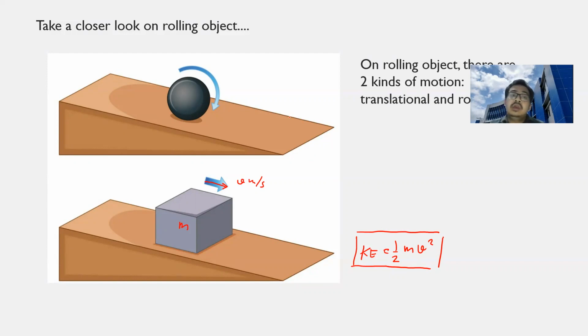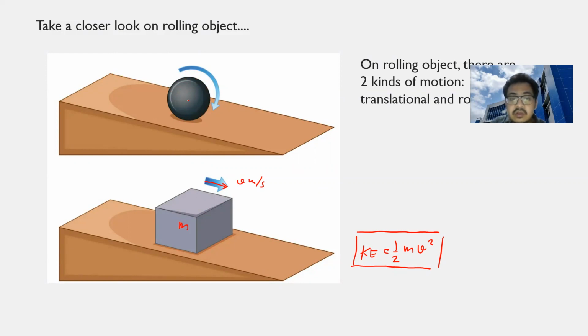But now let's take a closer look at this kind of motion. It's a very different kind of motion. We can see that the box below is sliding linearly, but the ball or sphere above is rolling. What is rolling? I think you already know about this instinctively. A rolling object moves in a way like this.